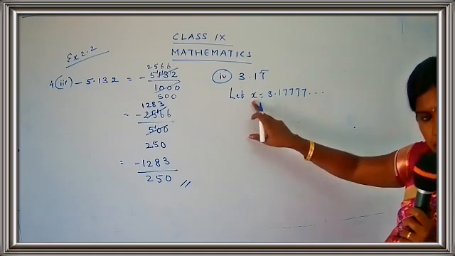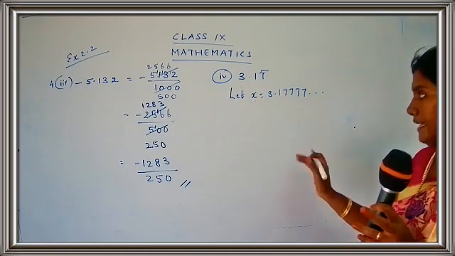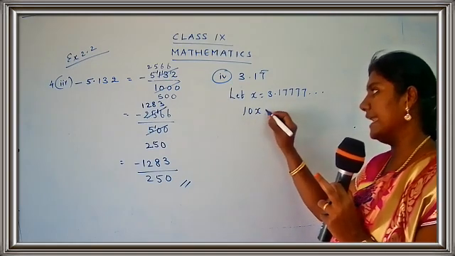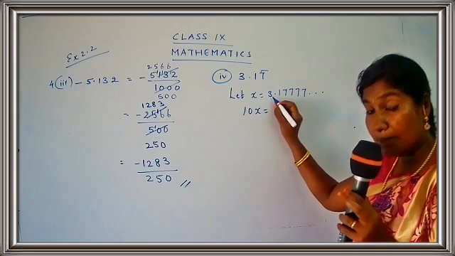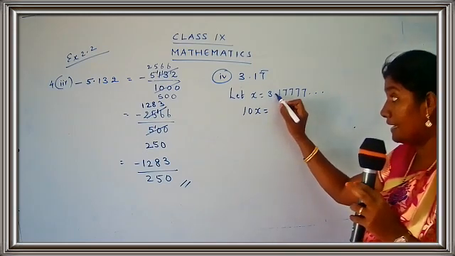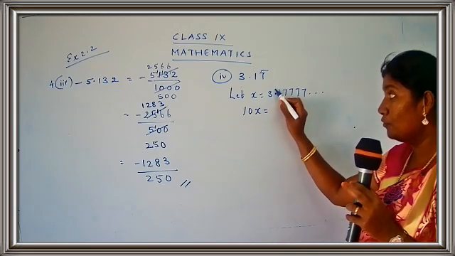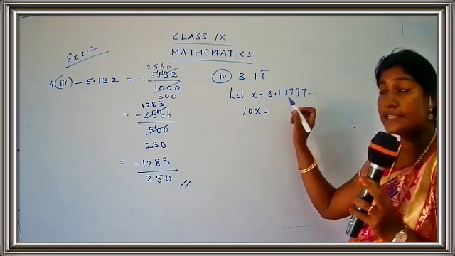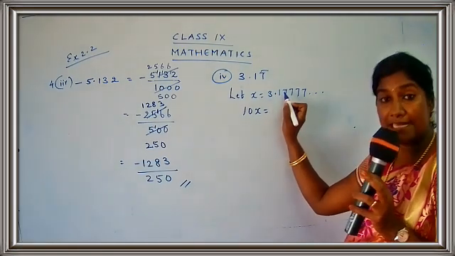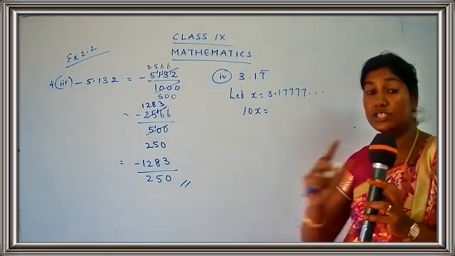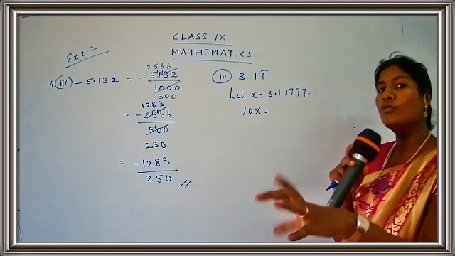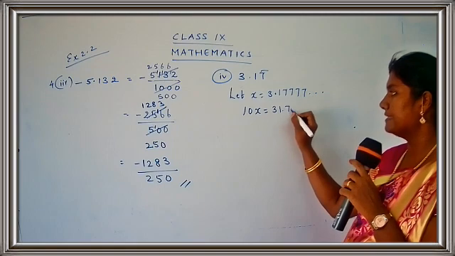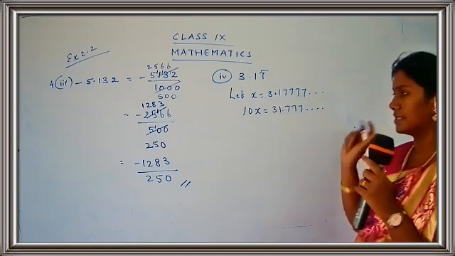We have x here. So now what are you going to do? Multiply by 10. Right down here. So 10x is equal to, I'm going to multiply by 10. What will happen if I multiply by 10? The decimal point will move one place ahead. The decimal point is going to move to the right side by one place. Just move by one place, not just move of your wish. So this is 31.777 dot dot dot. Clear?